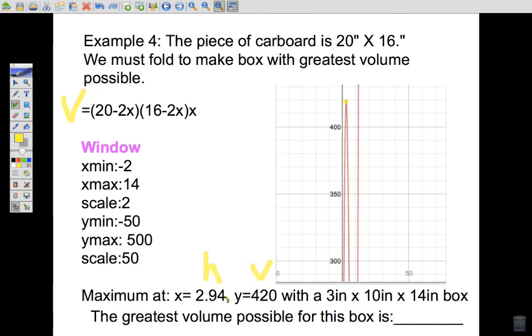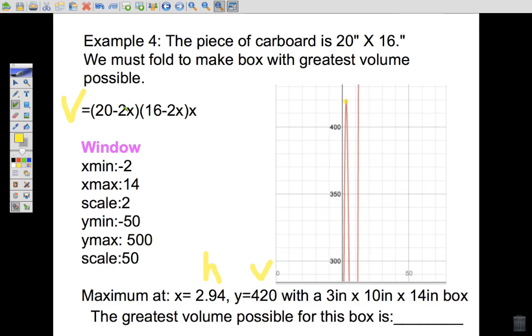Now 2.94 inches, we're going to round up to 3 inches as we're actually thinking of creating a box. And indeed, when you take 3 times your new calculation for the width, new calculation for the length, you will get 420 for the volume of your box. So this idea of calculating a local maximum helps you maximize values of an equation. In this case, it maximized our volume.